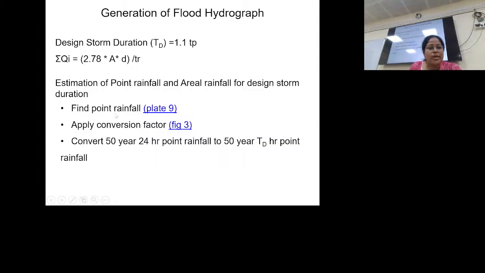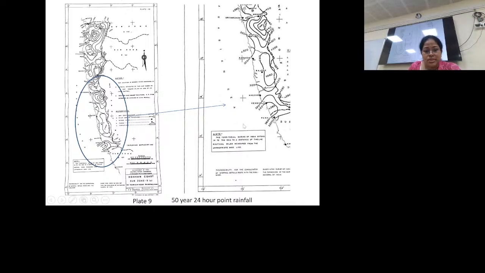So first is to find out the point rainfall. So this is plate number 9 for 50-year return period. We have to locate our area. This is the complete figure. We have to locate our area by seeing this lat long in this figure. So we'll be getting one point rainfall where our catchment, where our study area lies.